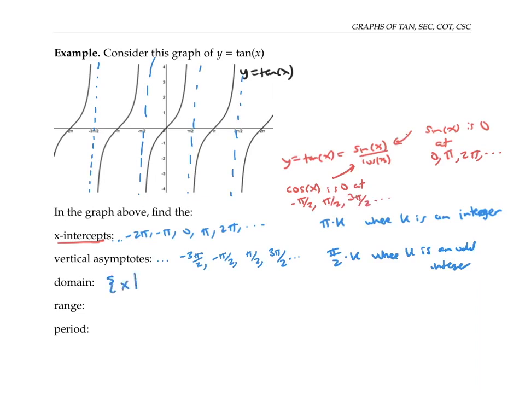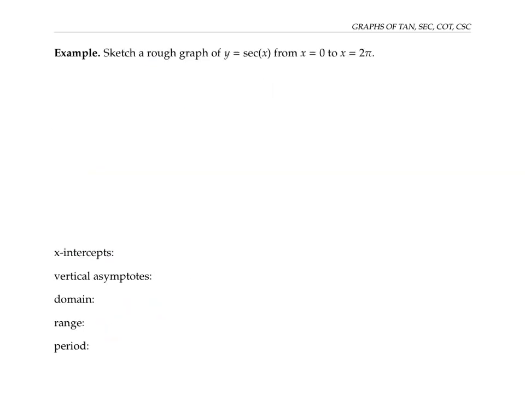We write that as x such that x is not equal to pi over 2 times k for k an integer. The range of y values go all the way from negative to infinity, and the period, as we mentioned previously, is pi. The smallest repeating unit has a horizontal width of pi. To graph y equals secant x, remember that secant is 1 over cosine.